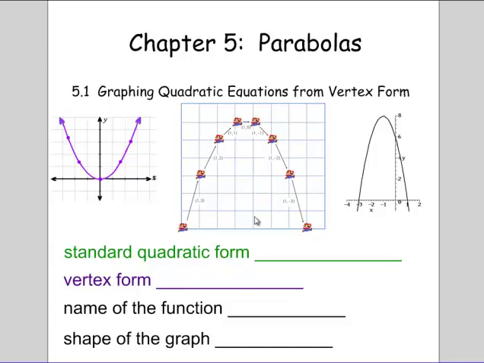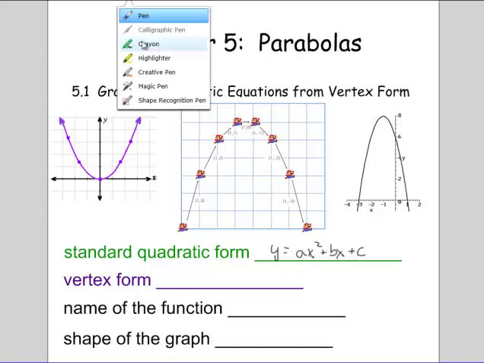The standard quadratic form is more for a future chapter, probably even the next section, but you need to know it. So let's just see it here. y equals ax squared plus bx plus c. And sometimes that might be equals 0, but that's more for when you're solving it, not when you're graphing it. Sometimes that's difficult to get used to.